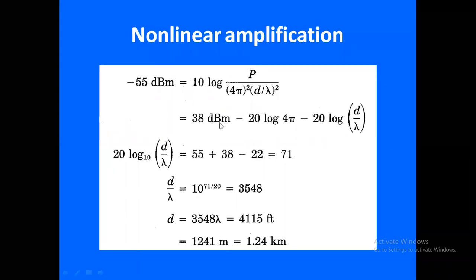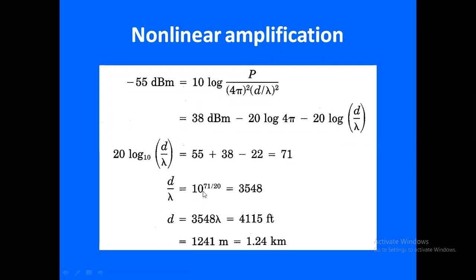So we have 38 dBm minus 20 log 4 pi minus 20 log D by lambda. When you do the calculations, if you bring 20 log D by lambda to the left hand side, it will become 55 plus 38 minus 22. So it will be 71.